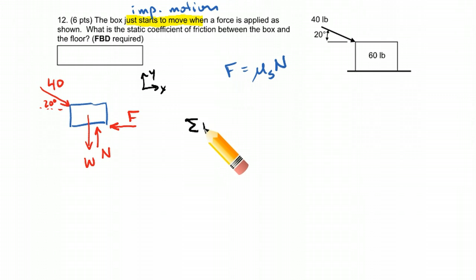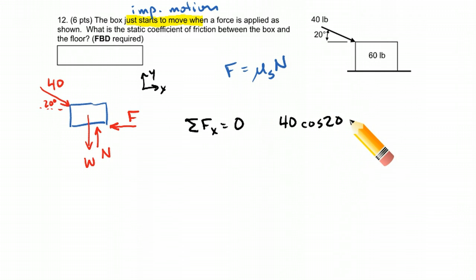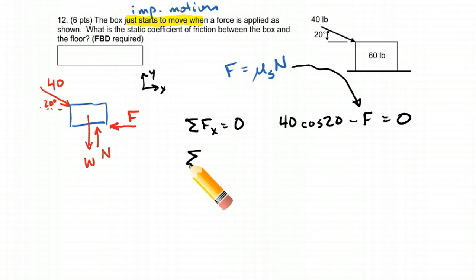So we know the sum of the forces in x is equal to 0 at impending motion. So we can write that equation. 40, this horizontal component is going to be cosine 20. That's going to be to the right, so that's positive, minus the friction force is equal to 0. And again, for the friction force, we're going to use that equation right there. We know the sum of forces in y is also equal to 0.